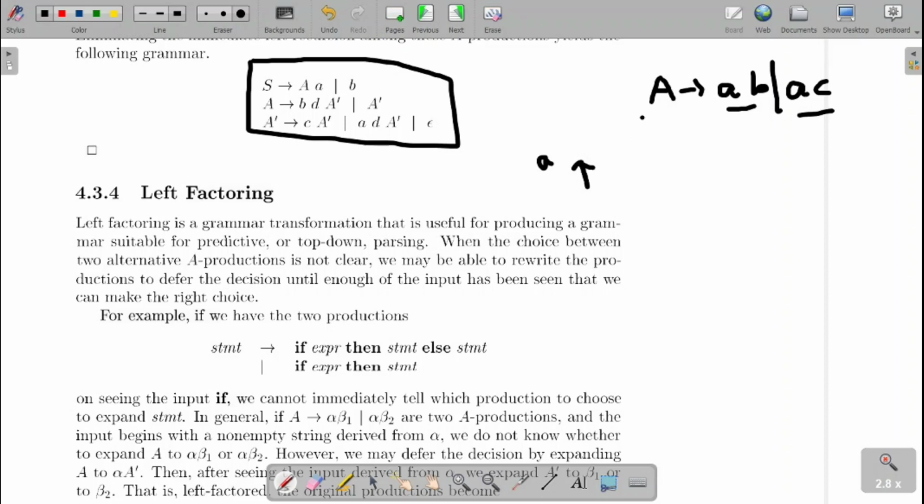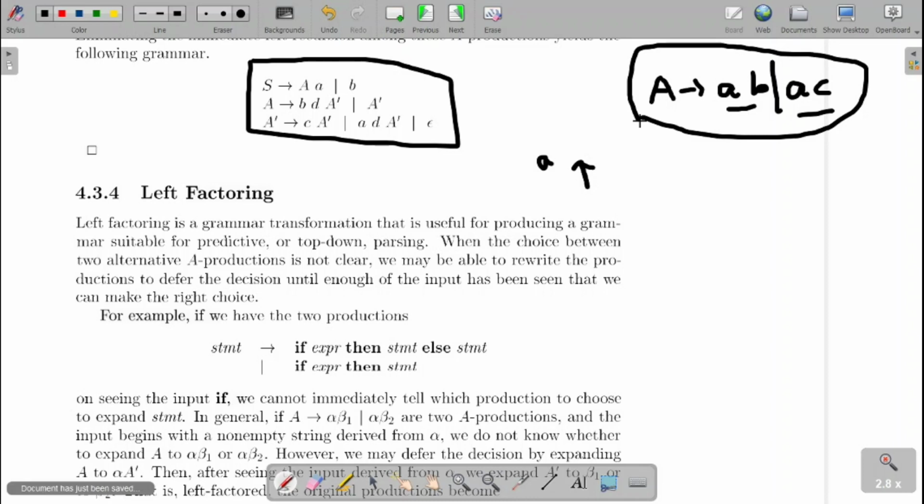To handle these cases of grammars, where there is some common thing at the body of the production, again these grammars can't be parsed using top-down parsing. Whatever the elimination of the left recursion and the left factoring we are doing, this is to make the grammar suitable for top-down parsing. The conversion of left factoring is quite simple.